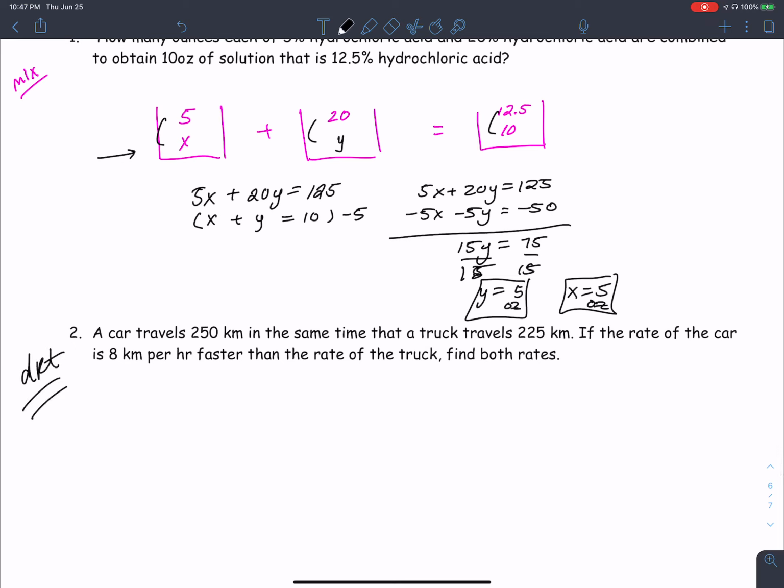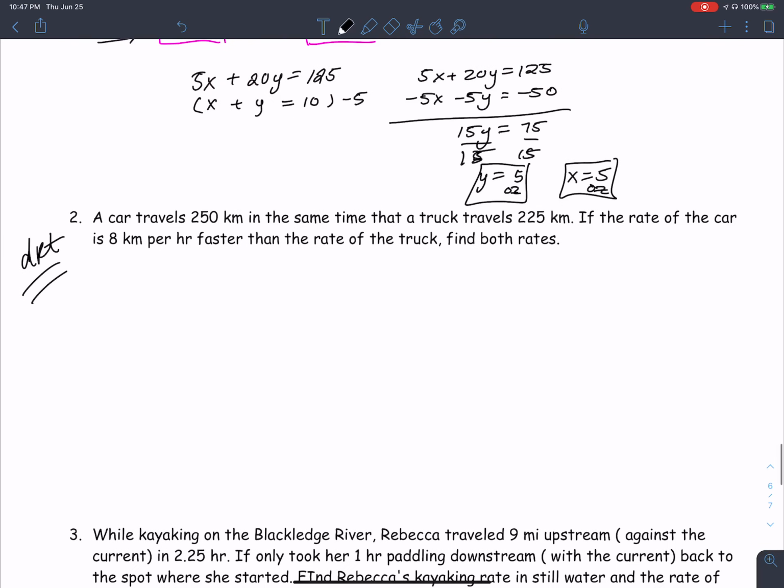And we're going to learn how to do distance, rate, and time tables. Okay? A car travels 250 kilometers at the same time a truck travels 225 kilometers. The rate of the car is 8 kilometers faster than the rate of the truck. Find both rates. Okay, so we're going to do distance, rate, and time. I've got a car and I got a truck. Okay, so a car travels 250 kilometers in the same time that the truck travels 225 kilometers.